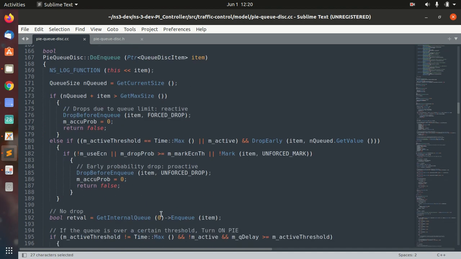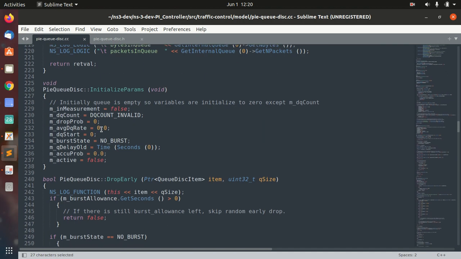Now it comes before the DoEnqueue function. Let's see the InitializeParams. Basically when we deploy the PieQueueDisc algorithm in the routers, it disables the active flag, meaning it sets the active value as false, so initially the PIE algorithm is disabled. The measurement cycle is also false, and the rest of the parameters are set to default values.